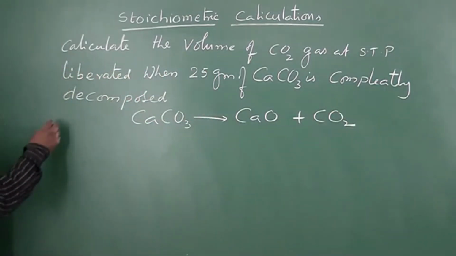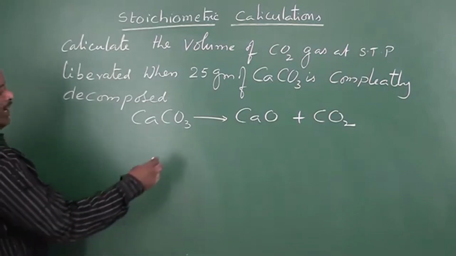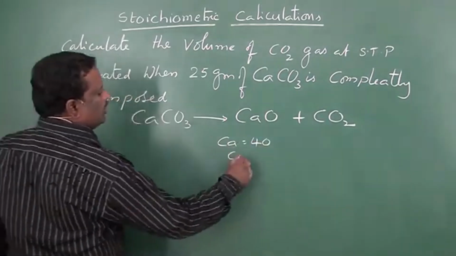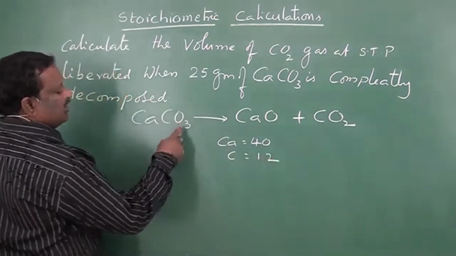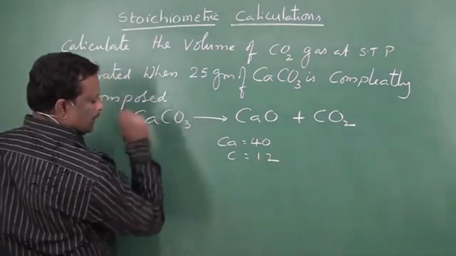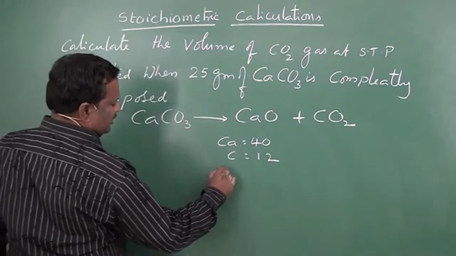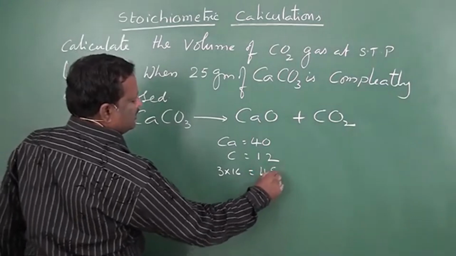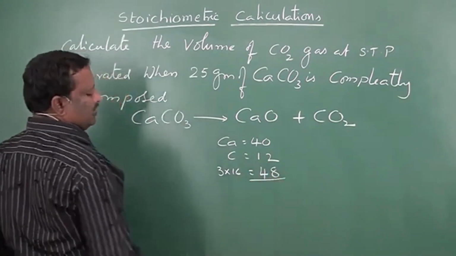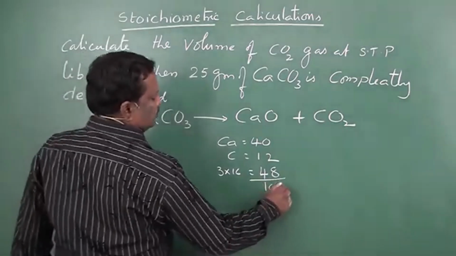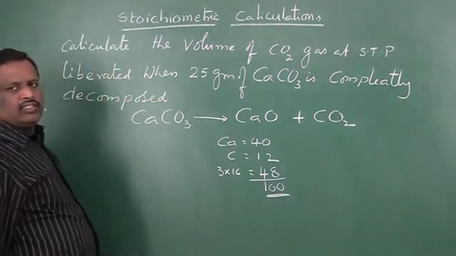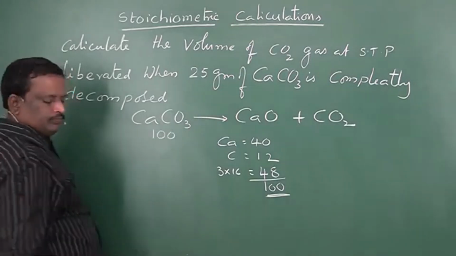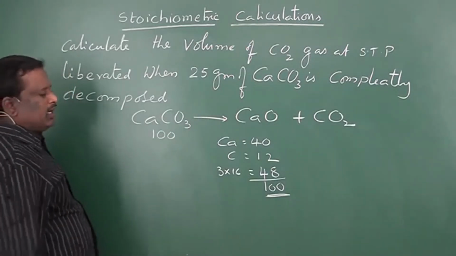Now the molecular weight of calcium carbonate: calcium atomic weight is 40, carbon atomic weight is 12, and there are 3 oxygens. So for 3 oxygens, 3 into 16, it is 48. When you add all three, you will get 100. So 100 is the molecular weight of CaCO3.